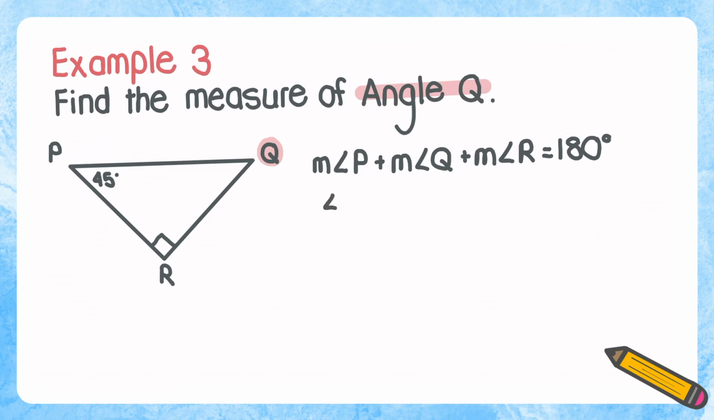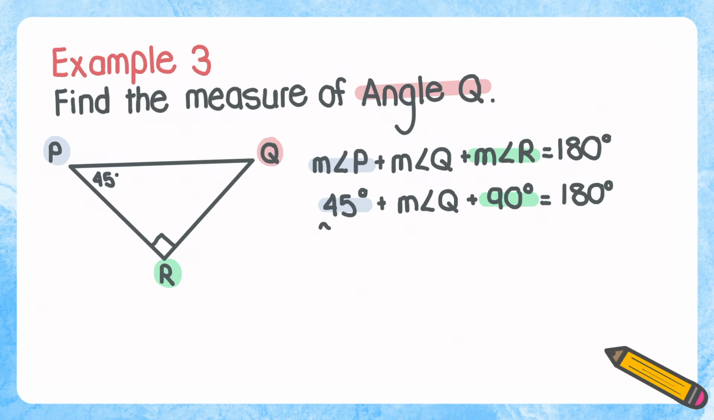I know that the measure of angle P is 45 degrees. I don't know the measure of angle Q yet, but I do know the measure of angle R is 90 degrees. And we know this because there's a right angle. Again, the measure of angle P is 45 degrees, and the measure of angle R is 90 degrees. It's the right angle right here.